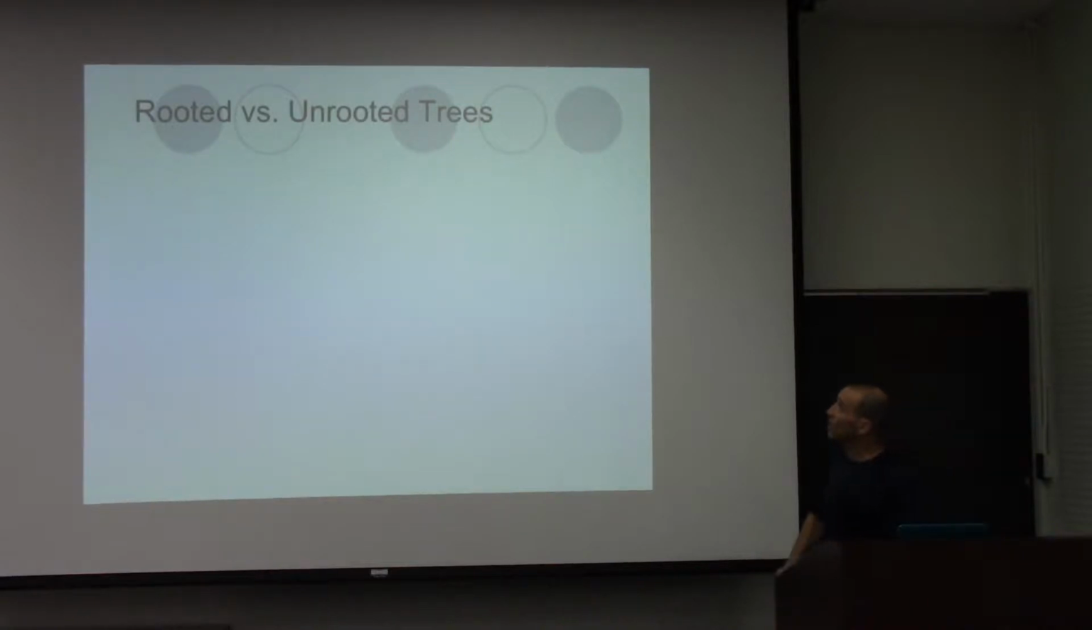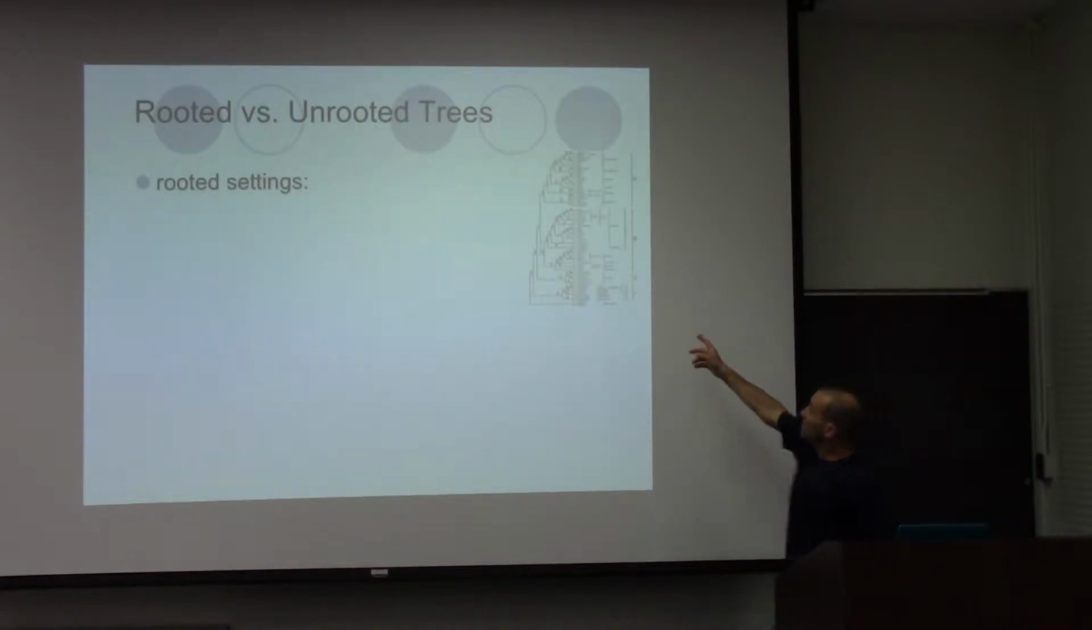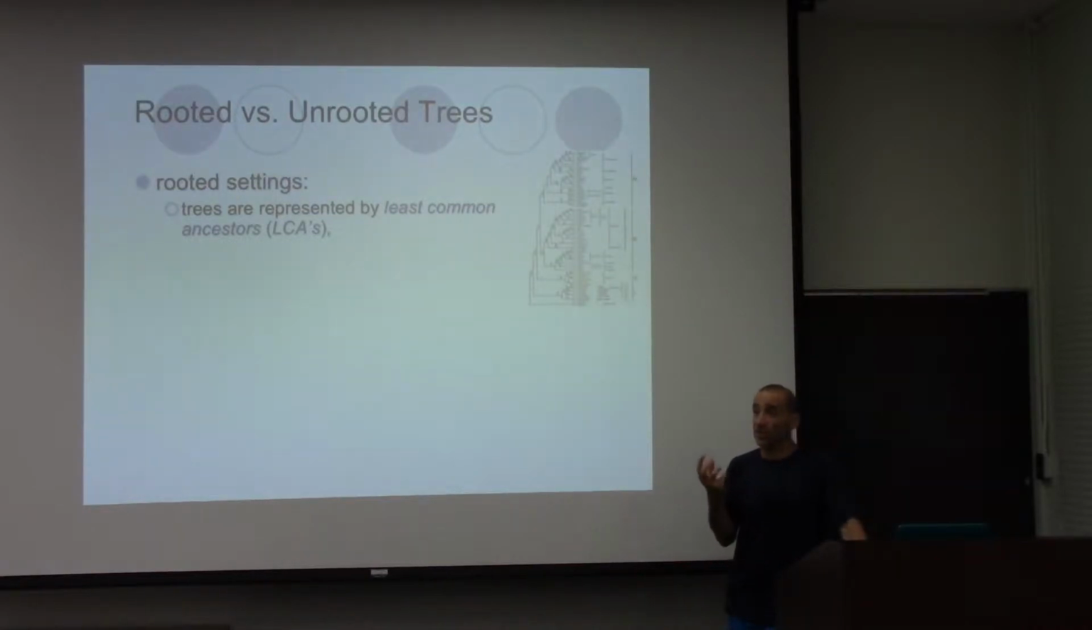Okay, so let's now distinguish between very fundamental distinctions: rooted versus unrooted trees. In the rooted setting, mathematically, trees are represented by least common ancestors. This is the relationship.